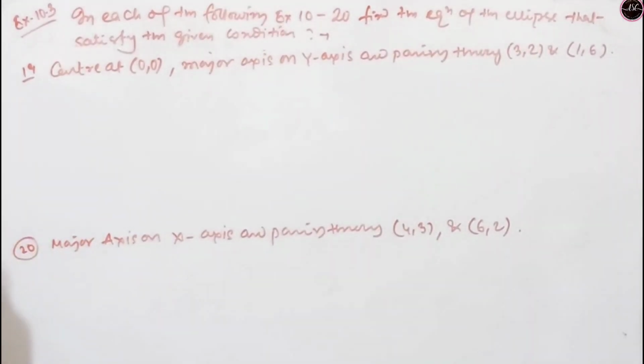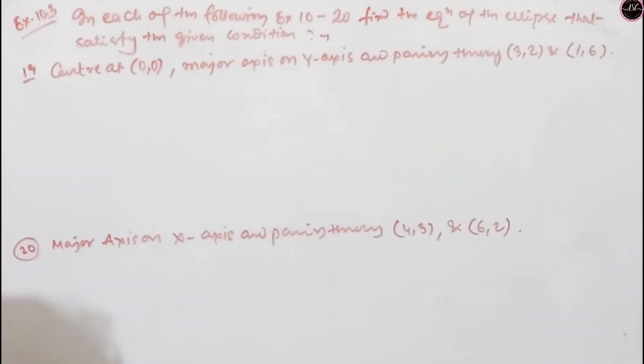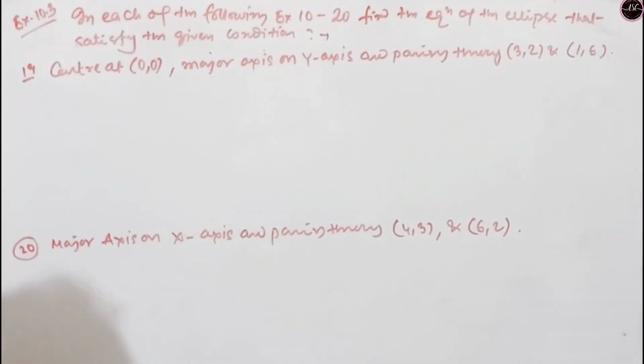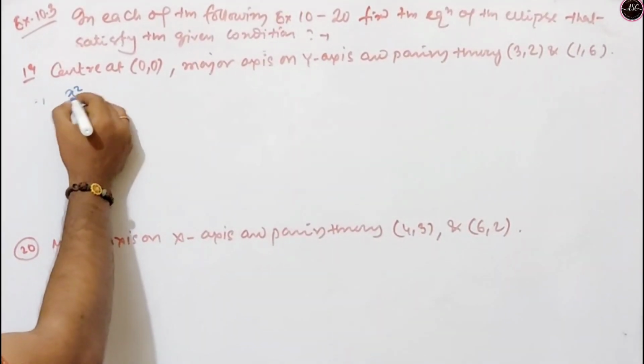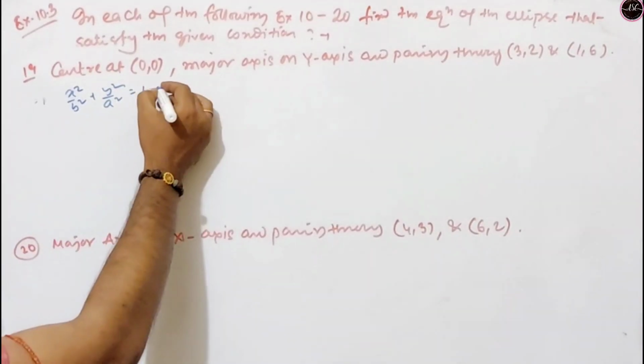If centered at (0, 0), that means the origin of the coordinate axis, with the major axis on the y axis and passing through (3, 2) and (1, 6). As the major axis is on the y axis, the equation is of this type: x square divided by b square plus y square by a square equal to 1. This is equation 1.